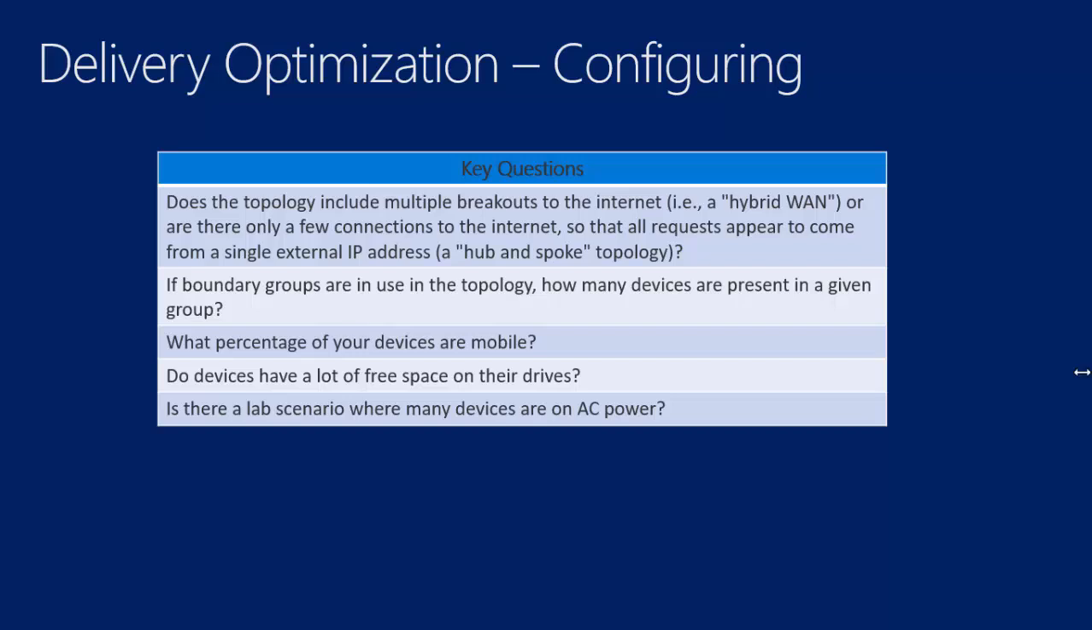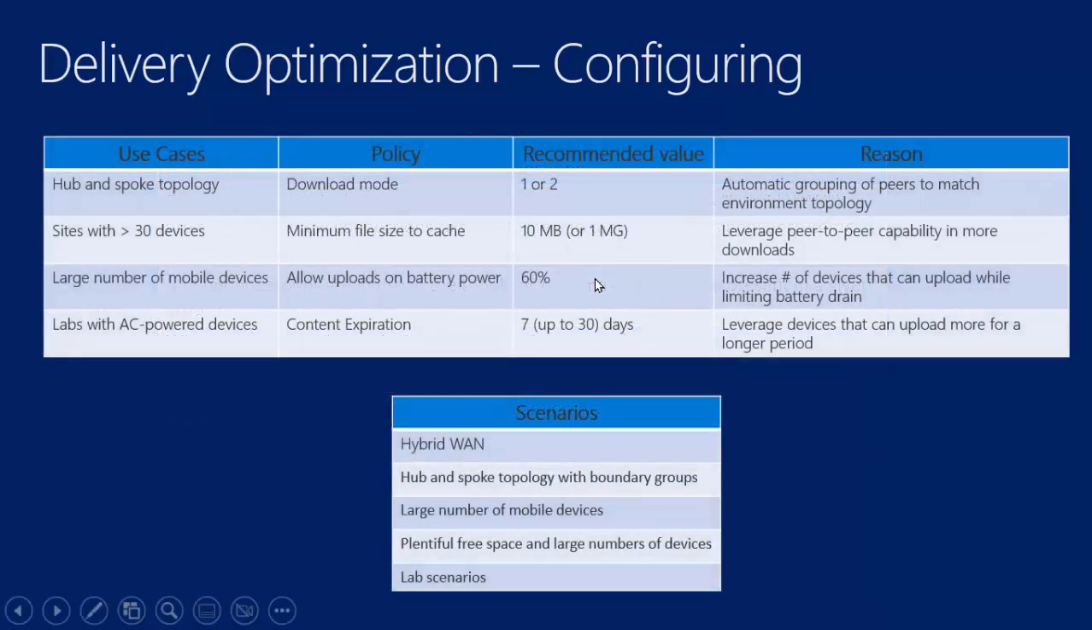So think about that. Do devices have lots of free disk space? If they do, maybe the group of devices with a lot of extra disk space, the caching limit, the disk space allocated to caching could be increased, right? Are there lab scenarios where you have devices on AC power, or where you have laptops that you need to control, when they participate in delivery optimization with battery percentages and so on, right? Just some things to ask and understand.